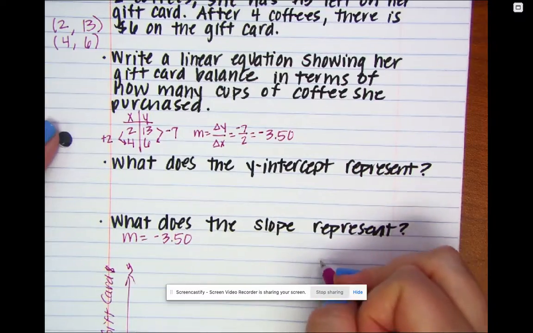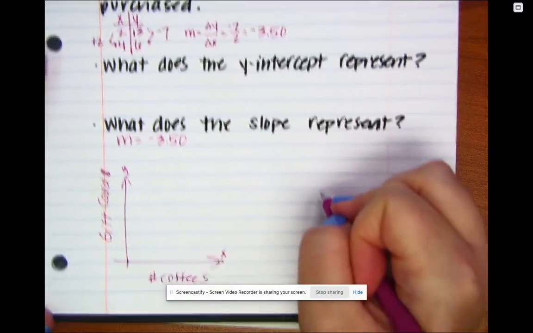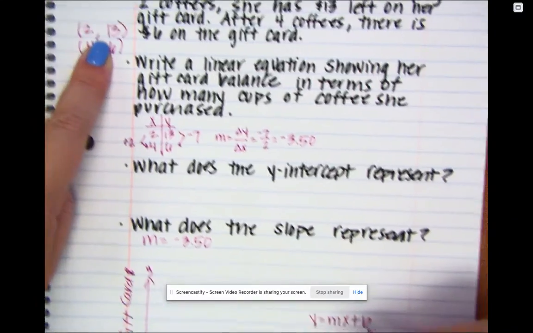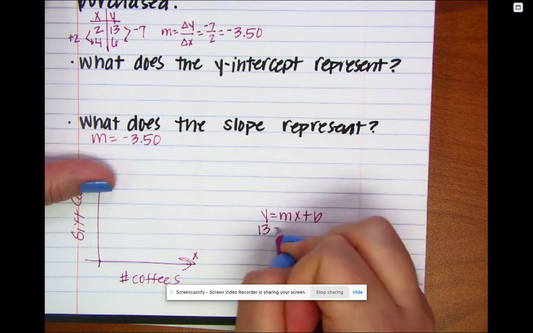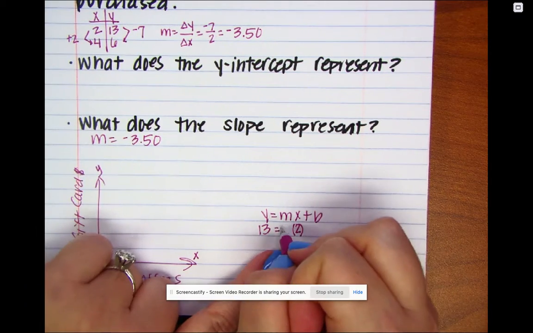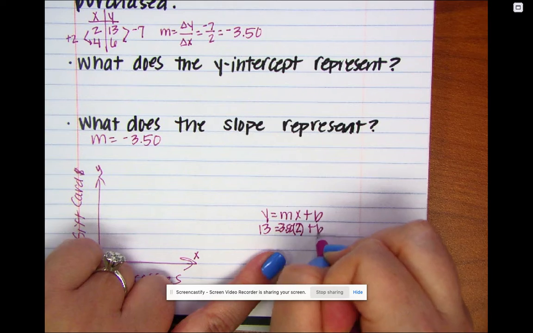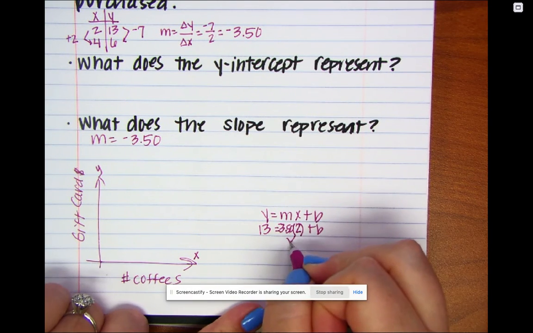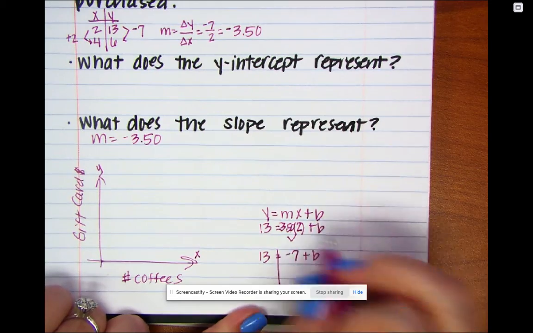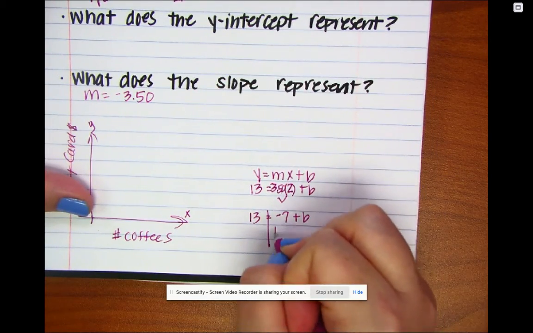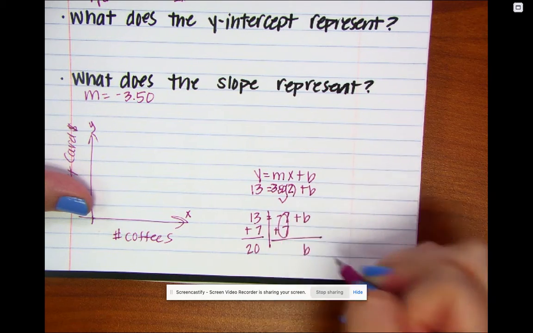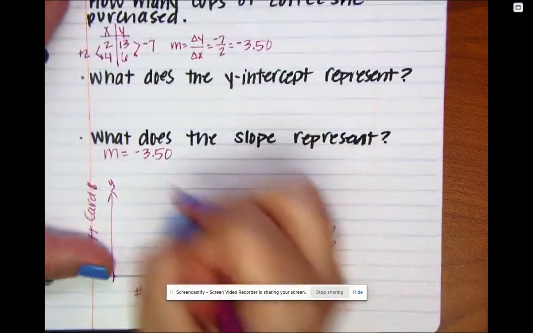So I'm going to do that down here. I'm just going to do it right here. y equals mx plus b. And I'm going to use that first point of (2, 13). So I'm going to put 13 in for y, and the 2 goes in here for x. The m value we said was negative 3.50. Squeeze that in, plus b. So I need to multiply that. Negative 3.50 times 2 is negative 7. And so I'm going to solve. To get a 0 pair with negative 7, I add 7 to both sides. And I get 20 on the left. That's a 0 pair. All that's left is b. So 20 is equal to b.